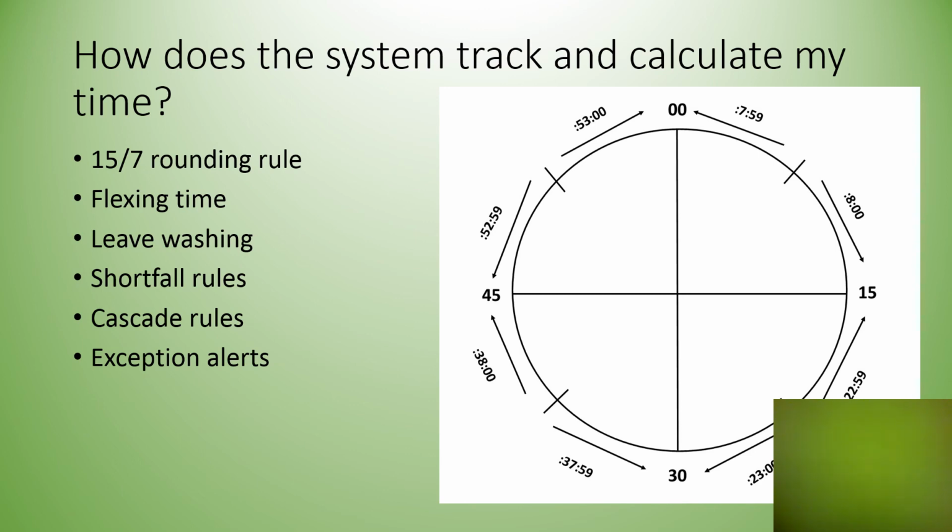So let's say that you're supposed to report to work at 8 a.m. If you log in between 7:53 and 8 o'clock, for the purposes of calculating your time, it's going to round to 8 o'clock. If you log in between 8 o'clock and 8:07 and 59 seconds, it's going to round back to 8 o'clock. So it continues that way around the clock. Every 15 minutes, there's a 7-minute rounding rule on either side.